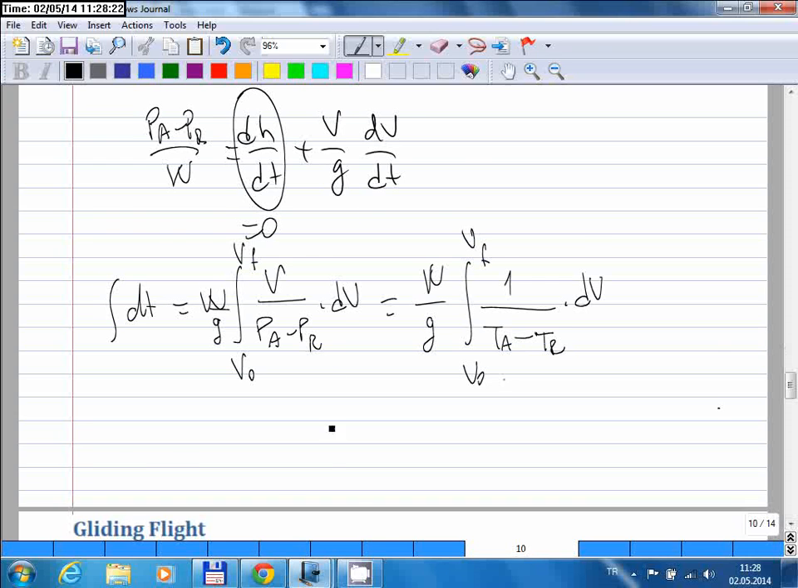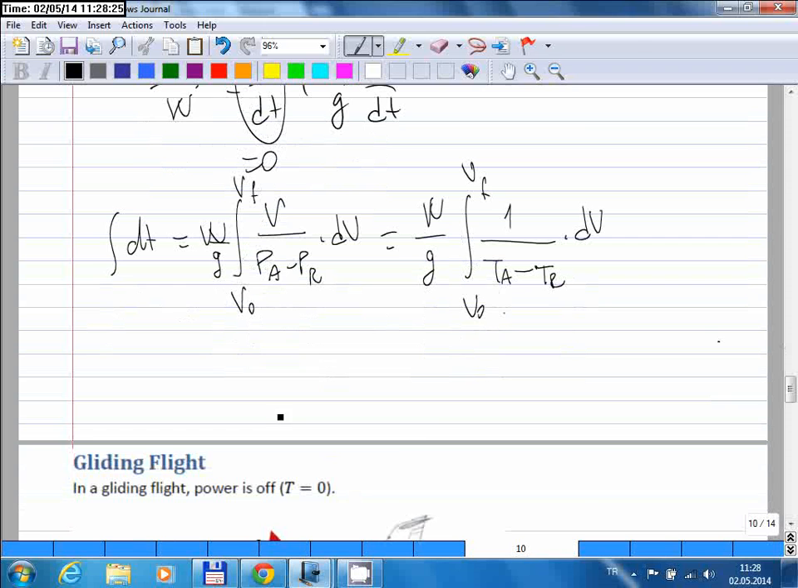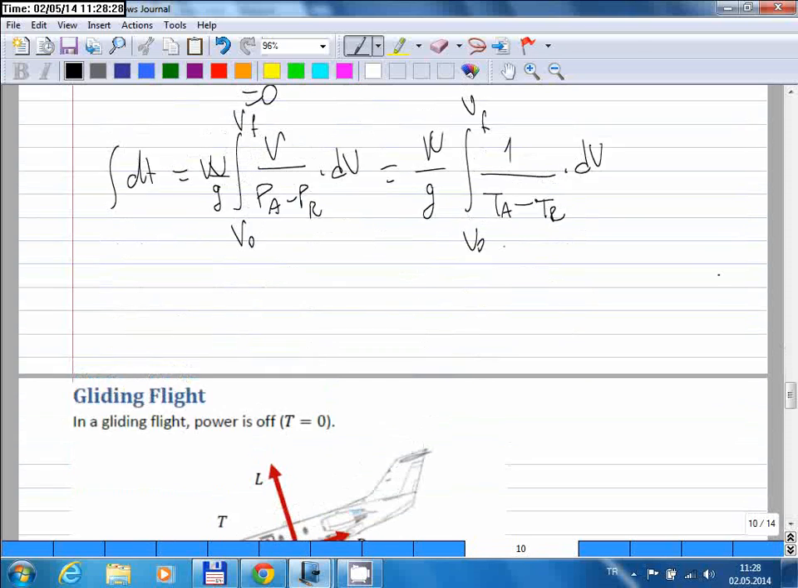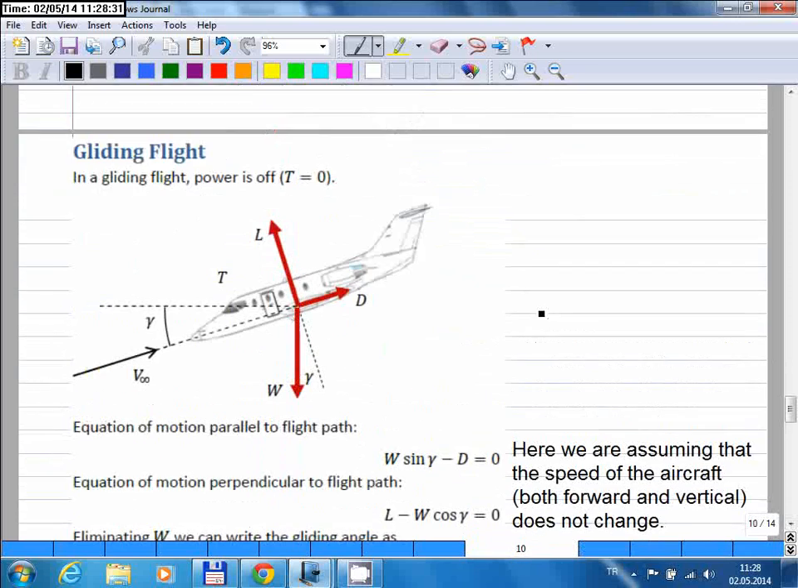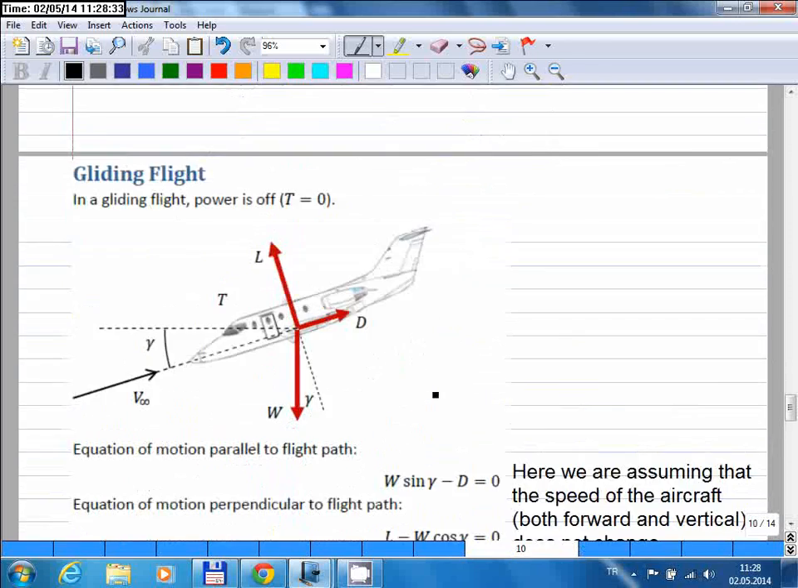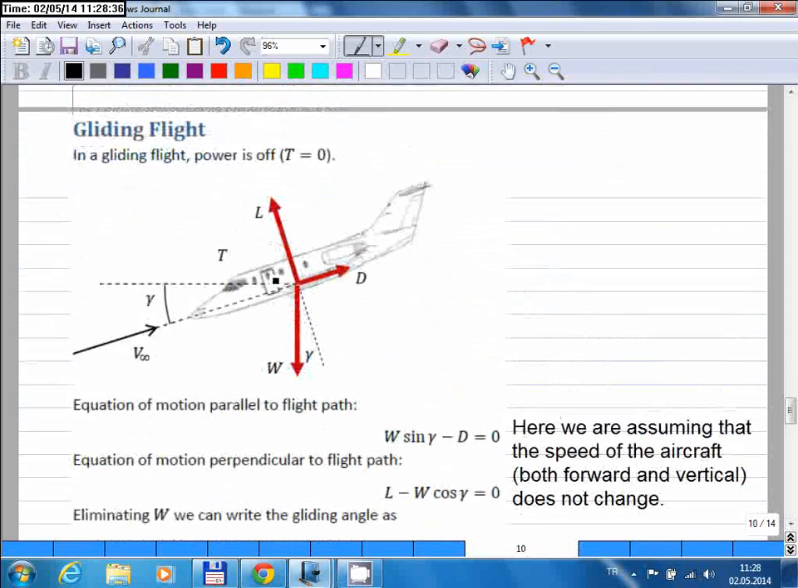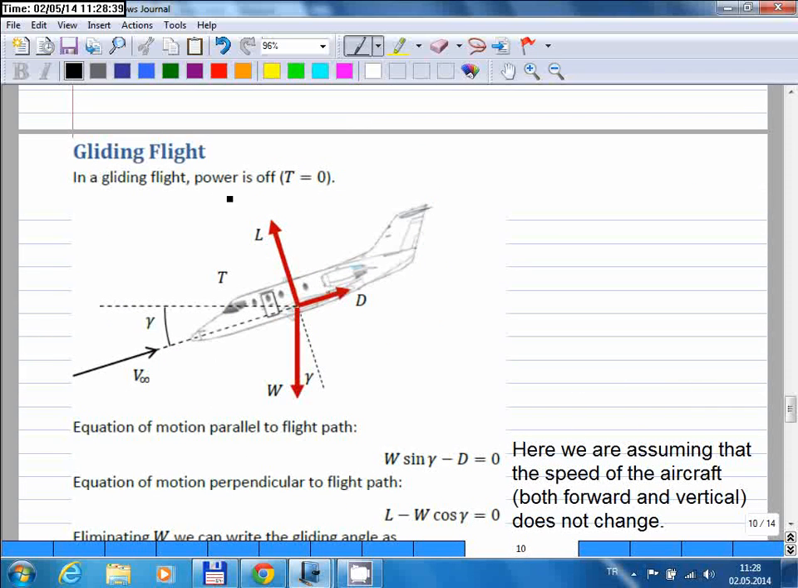The next topic is gliding flight, which is very similar to climbing, but it's even simpler. I was planning to cover this today, but we don't really have too much time left. In the case of gliding, we assume that there's no thrust force. Just like a glider, you don't have an engine, so there's no thrust force. But all the other forces of flight are there: the lift force, drag force, and the weight. And this time you have a negative flight path angle. The gamma angle is negative. In climbing it was a positive angle.